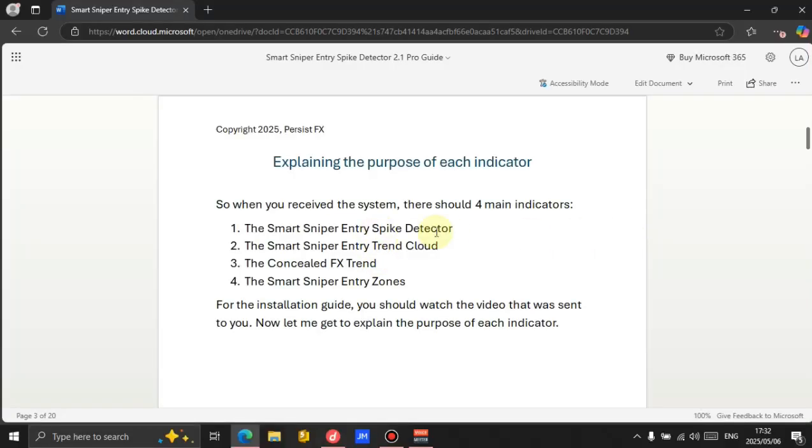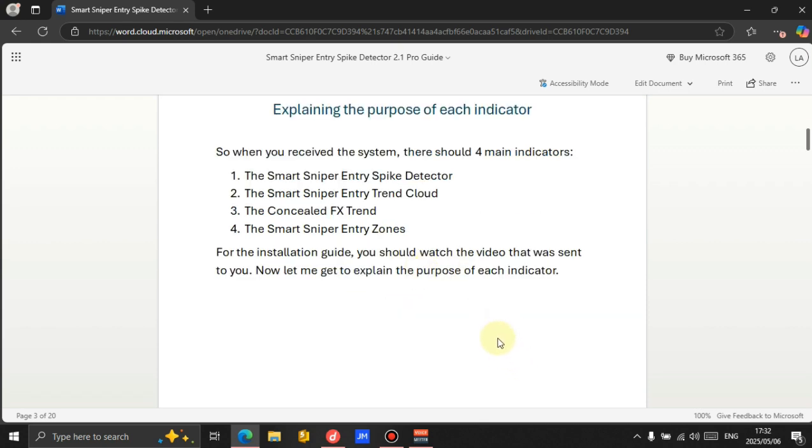So when you receive the system, there should be four main indicators: the Smart Sniper Entry Spike Detector, the Smart Sniper Entry Trend Cloud, the Concealed FX Trend, and the Smart Sniper Entry Zones. For the installation guide, you should watch the video that was sent to you. Now let me explain the purpose of each indicator.